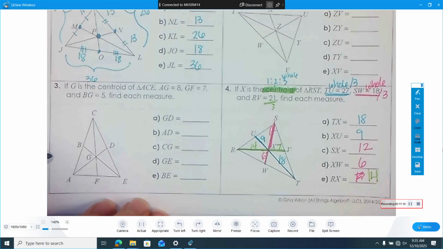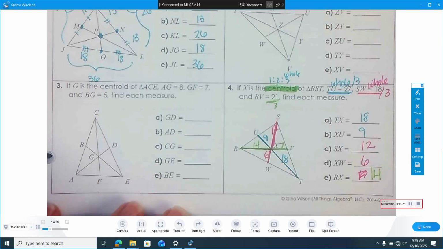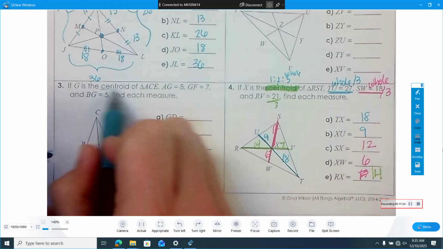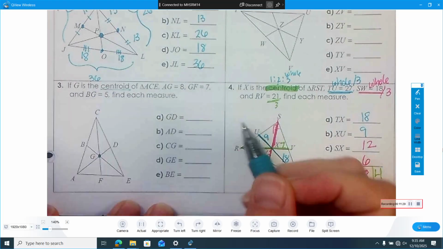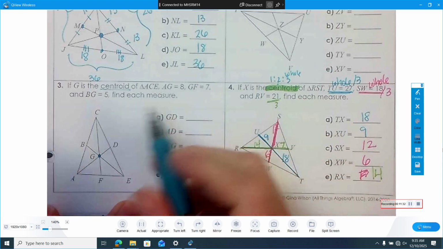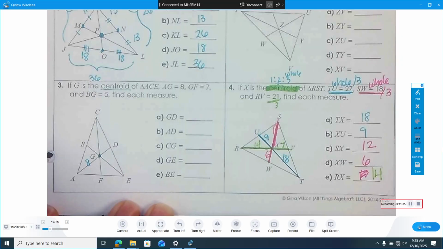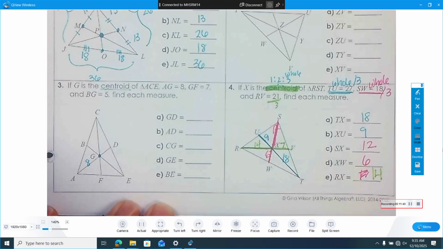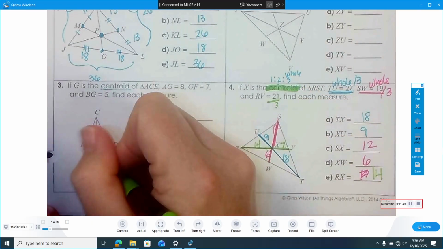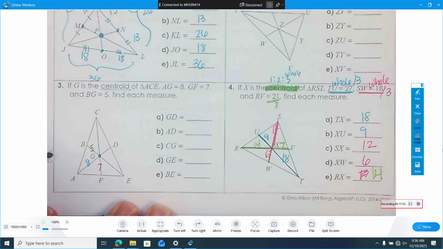Let's look at number 3. We should have done number 3. I didn't think. G again is the centroid. The centroid, so we have lots of medians here. AG is 8. I'm going to mark that on my picture. GF is 7. BG is 5. So I have marked my little pieces of medians, parts of medians.